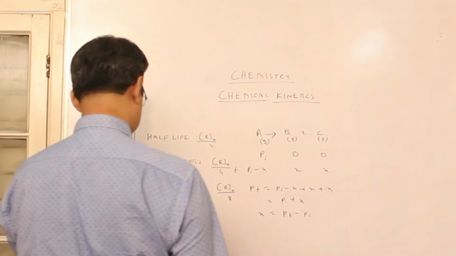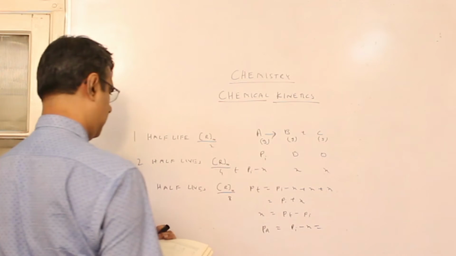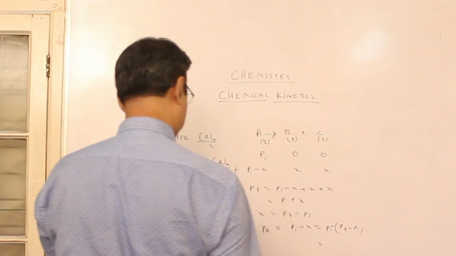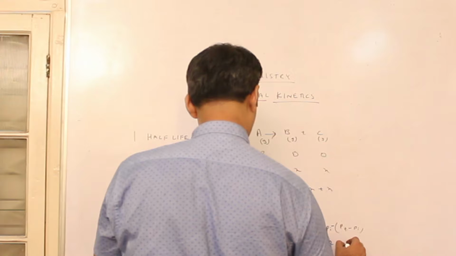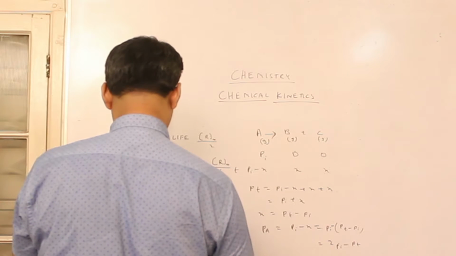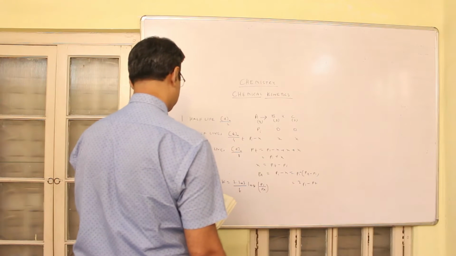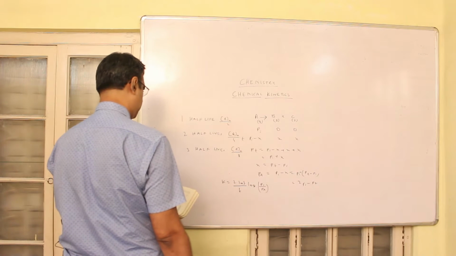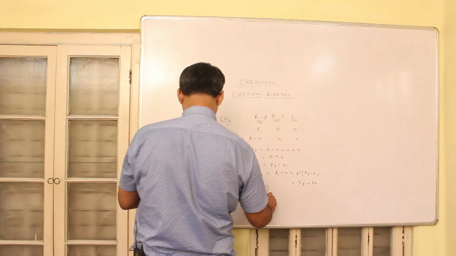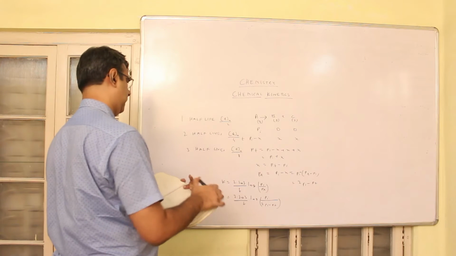So x will be total pressure minus Pi. In the meantime, the partial pressure due to A is Pi minus x. So in this formula, you replace the value of x, so you will get 2 Pi minus Pt. So the rate constant is 2.303 by t log Pi by Pa. So we can also write it as 2.303 by t log Pi divided by 2 Pi minus Pt.